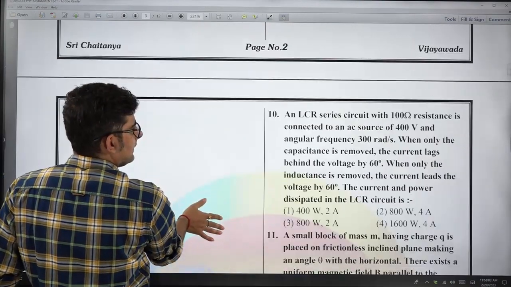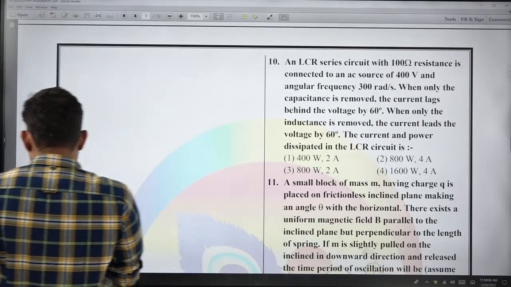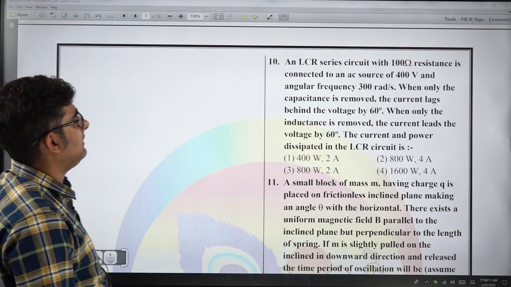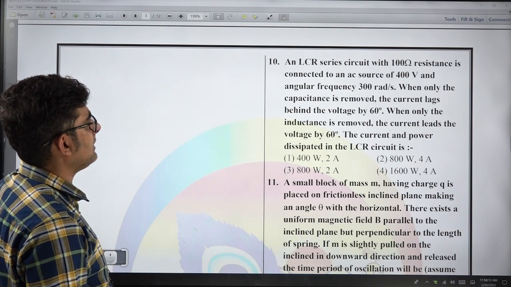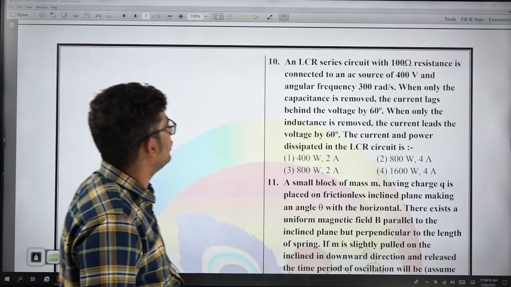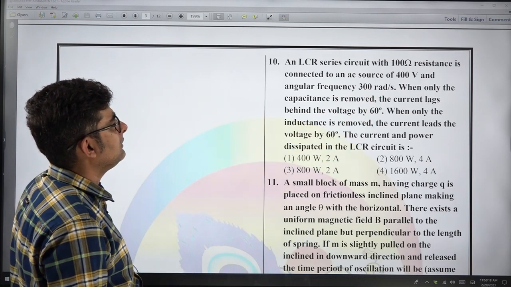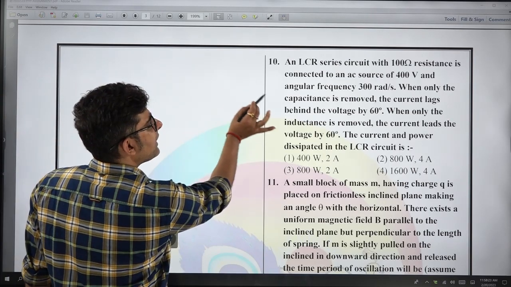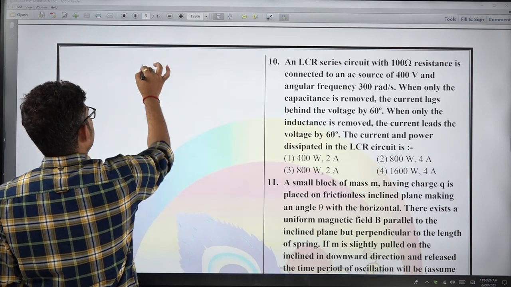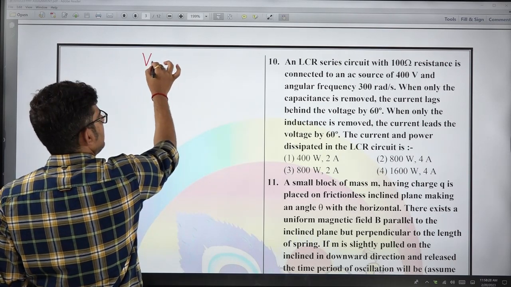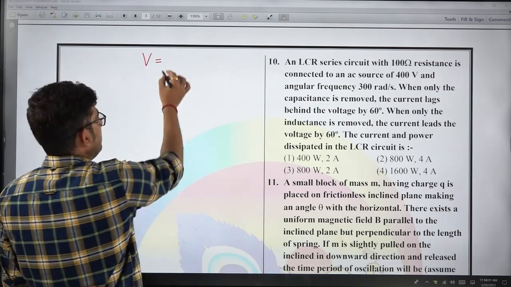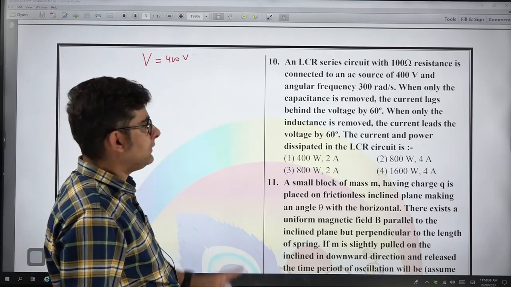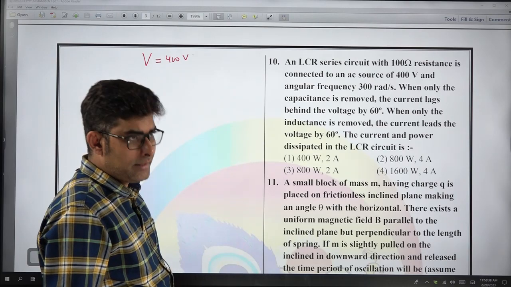It is advisable that you increase your speed of writing, everyone, because we have a lot of questions to discuss. Okay. An LCR circuit with 100 ohm resistance is connected to an AC source of 400 volt and angular frequency 300. The values they have mentioned give us omega and voltage. Whichever voltage is given is the RMS voltage. So RMS voltage of the circuit, I am writing V to mean RMS. What is the value given? 400 volt. Fine.